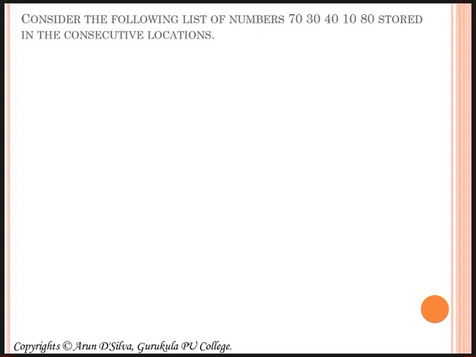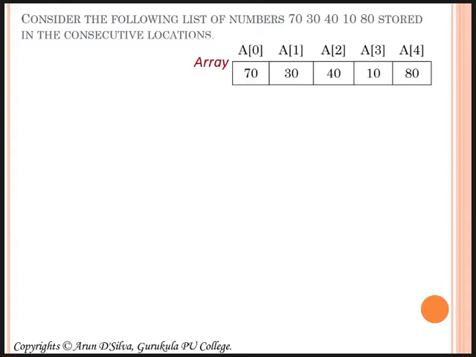Consider the following list: 70, 30, 40, 10, 80. An unsorted array stored in consecutive locations. That is, this is the way. In position 0, 70 is there. In position 1, 30 is there. In position 2, 40 is there. In position 3, 10 is there. In position 4, 80 is there.